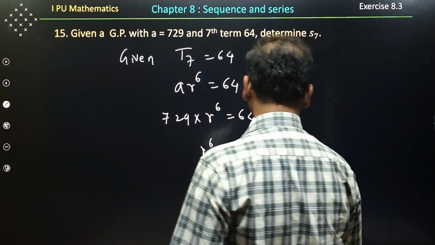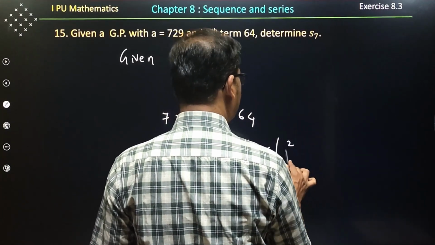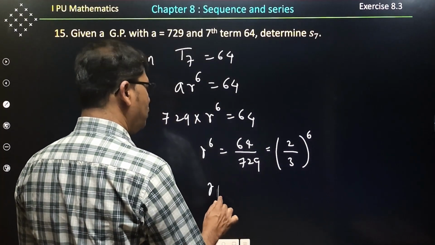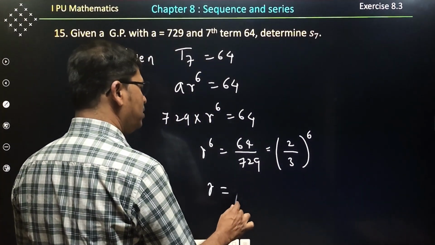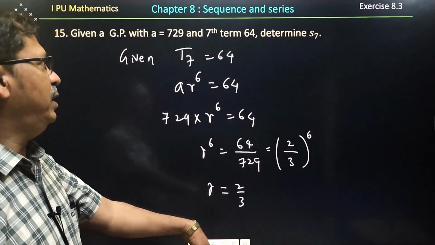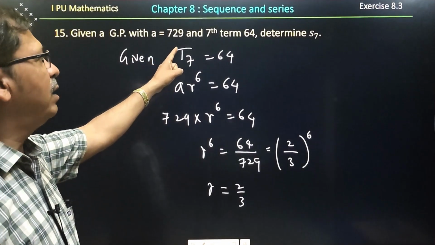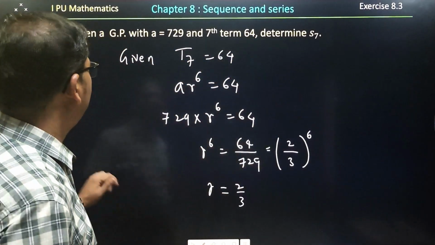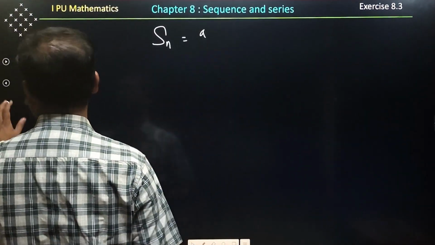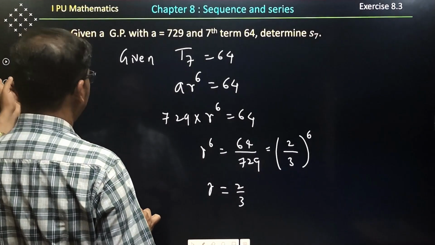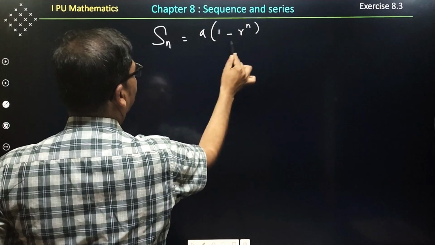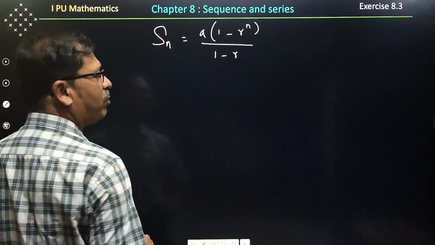It is 2 by 3 raised to 6, no. 2 raised to 6 is 64, 3 raised to 6 is 729. Means R raised to 6 is equal to 2 by 3 raised to 6, means R equal to 2 by 3. Common ratio is 2 by 3. First term is 729. Determine S7. Sn is equal to A into bracket. Please concentrate. R value is 2 by 3, less than 1. So 1 minus R raised to n divided by 1 minus R. This is the suitable formula here.